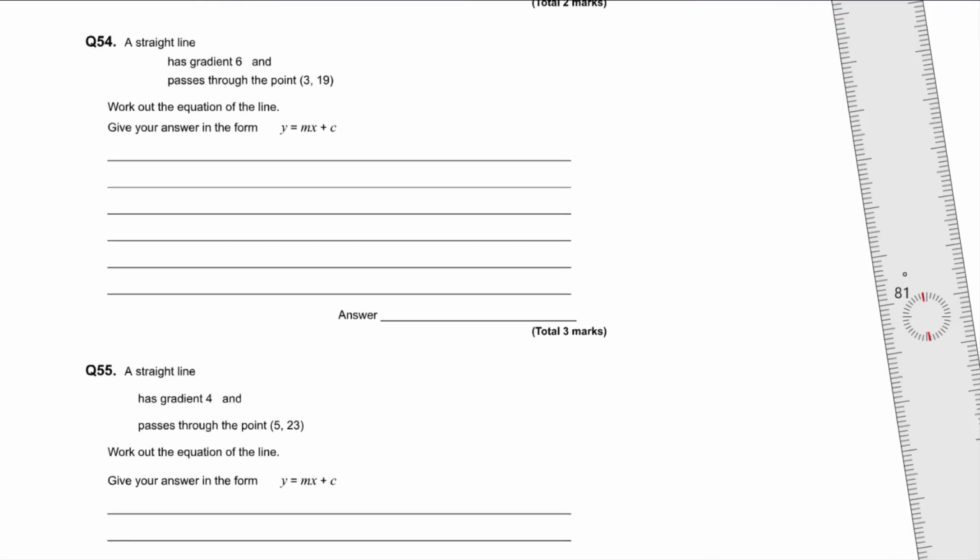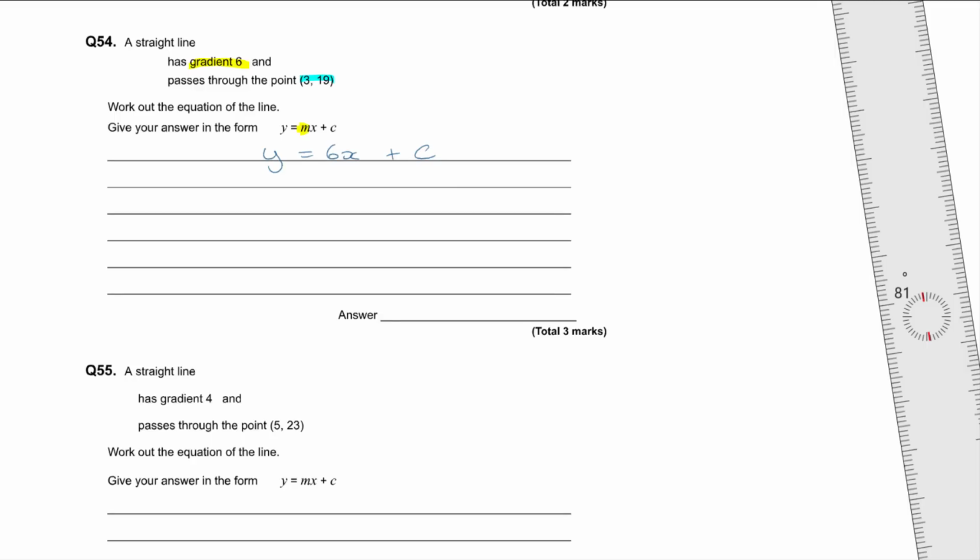Question 54. A straight line has gradient 6 and passes through the point (3, 19). Work out the equation of the line. Give your answer in the form y equals mx plus c. Okay, so we've been given the gradient 6, so we already know the m is 6. So I can say the equation has the form y is equal to 6x plus c. I don't know what the c is just yet, but I do know it passes through the point (3, 19).